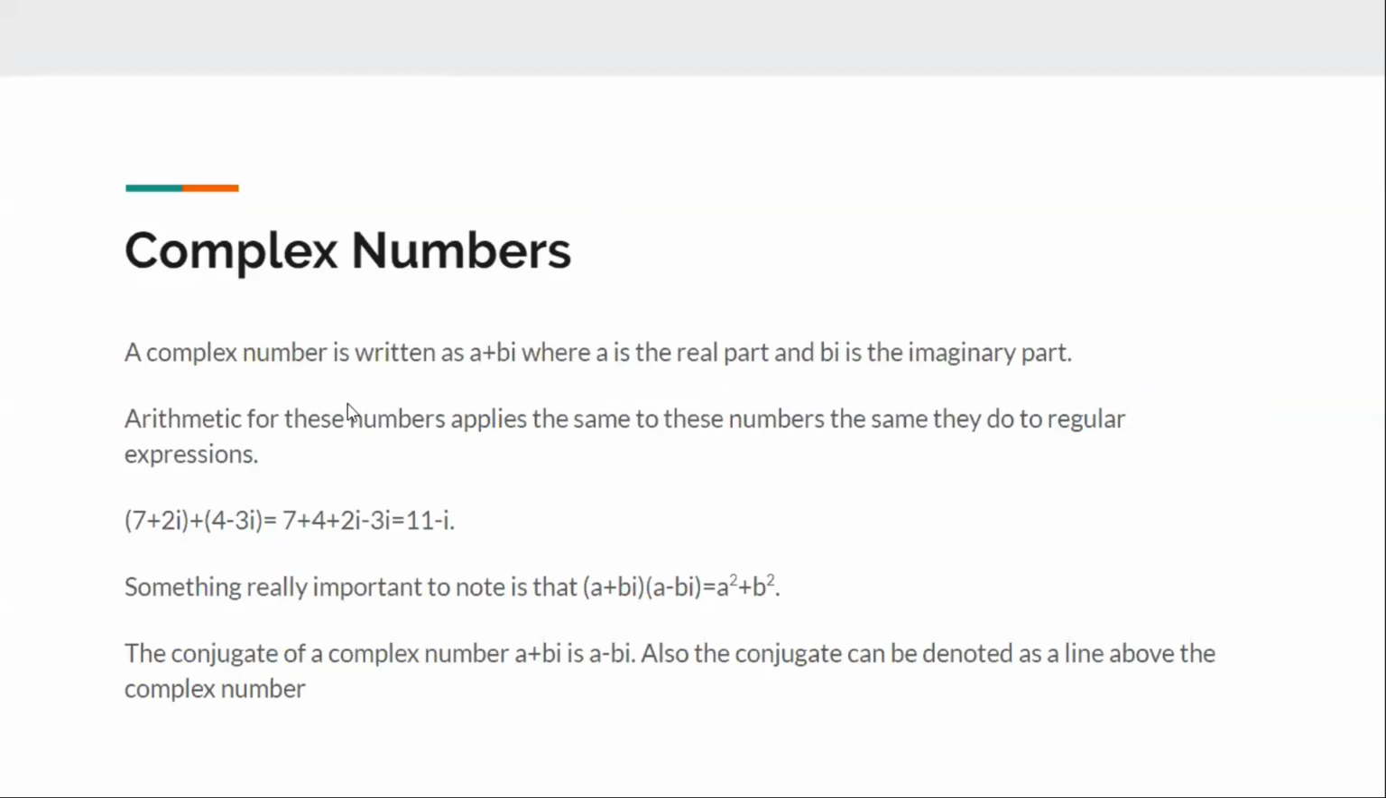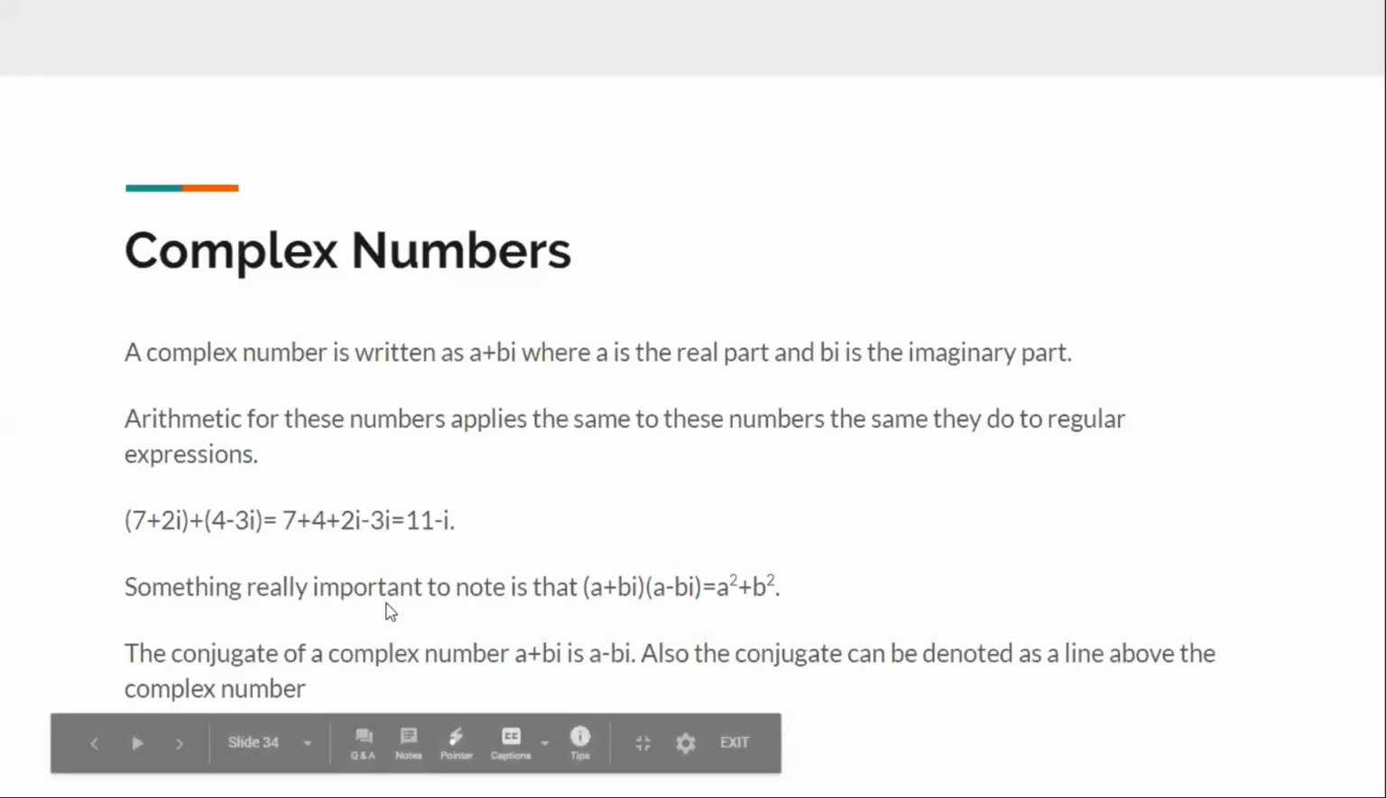Arithmetic for these numbers applies the same way as it does to regular expressions. So 7 plus 2i plus 4 minus 3i is equal to 7 plus 4 plus 2i minus 3i, which is 11 minus i.